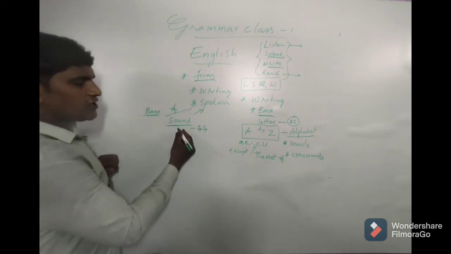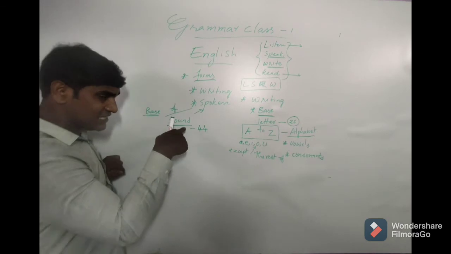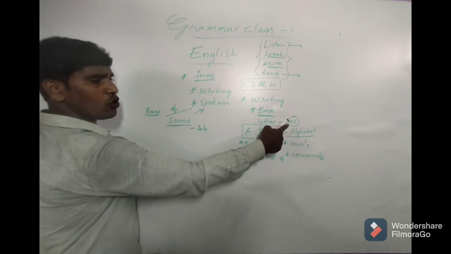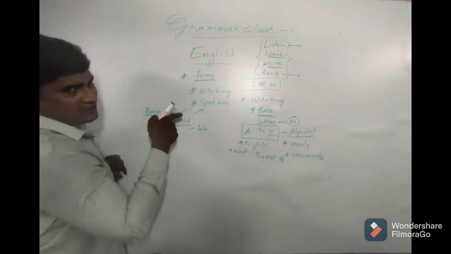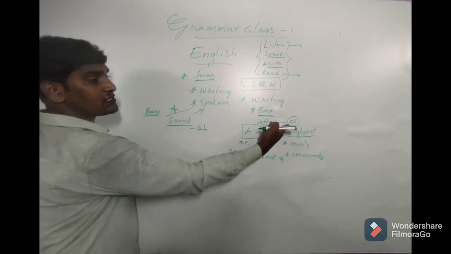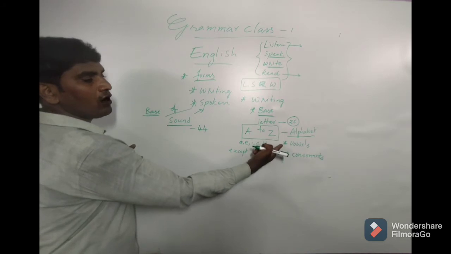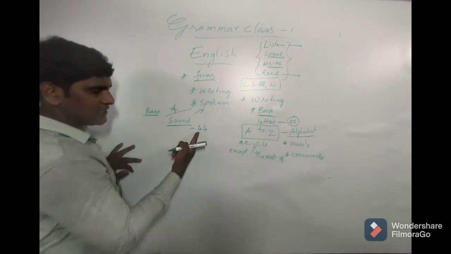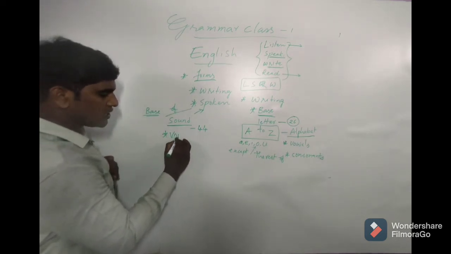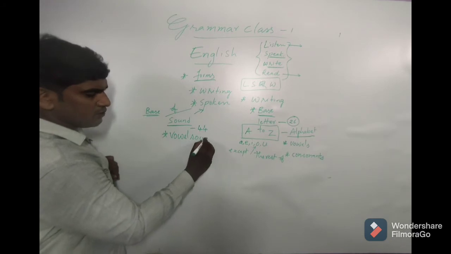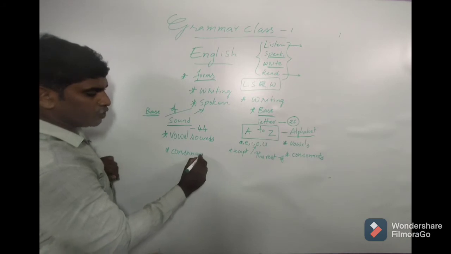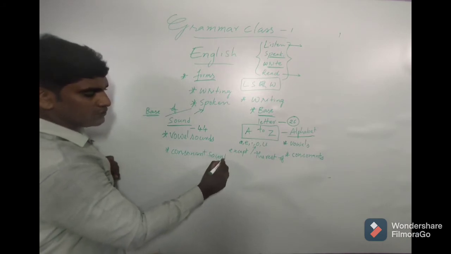So let us see. There are 44 sounds in the English language. By using these 44 sounds, we can use the spoken form of language. We have 26 letters. By using only these 26 letters, we can use the writing form, right? As we have 44 sounds, in what way were the 26 letters divided? They are divided as vowels and consonants, and the sounds also, in the same way, are grouped into two groups. Those are vowel sounds, and the second one is consonant sounds. Vowel sounds and consonant sounds, right?